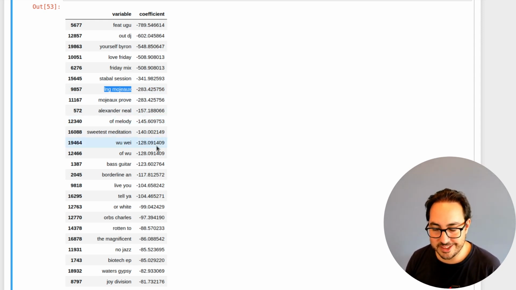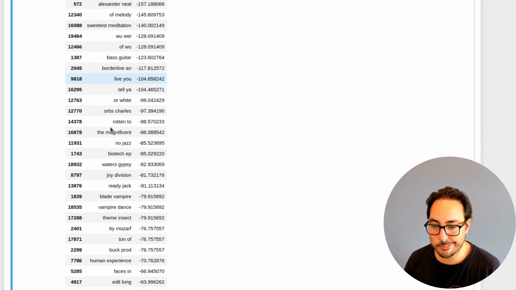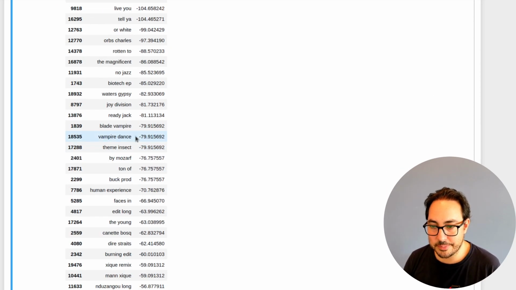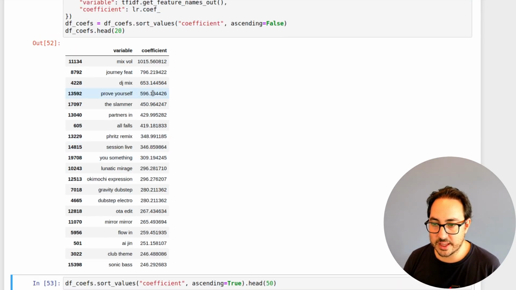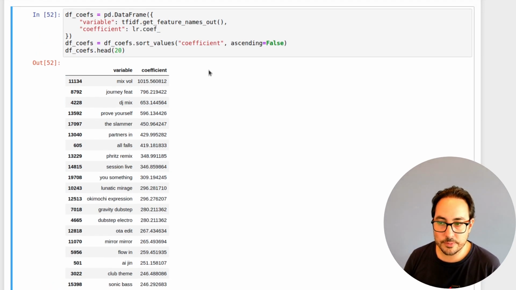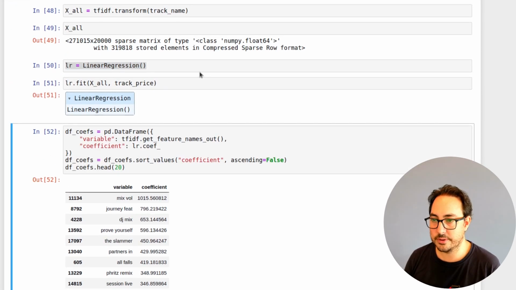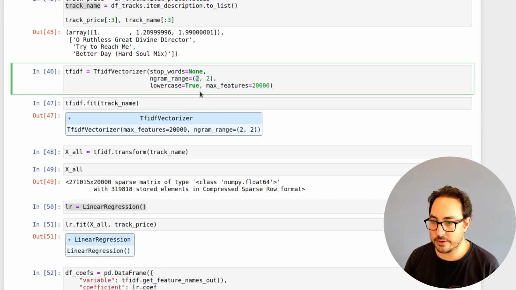But let's say, okay, some of these combinations of words might be very infrequent, or more related to moshioks. I don't know what that is. Vampire dance, maybe not a great name for a song. And you could do this for one word also. I chose just two words, but we can just leave it at one.